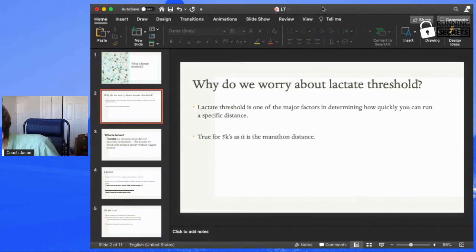Let me look over here. You guys can see that? All right. Just wanted to make sure you guys actually read the word since I don't have it blown up.